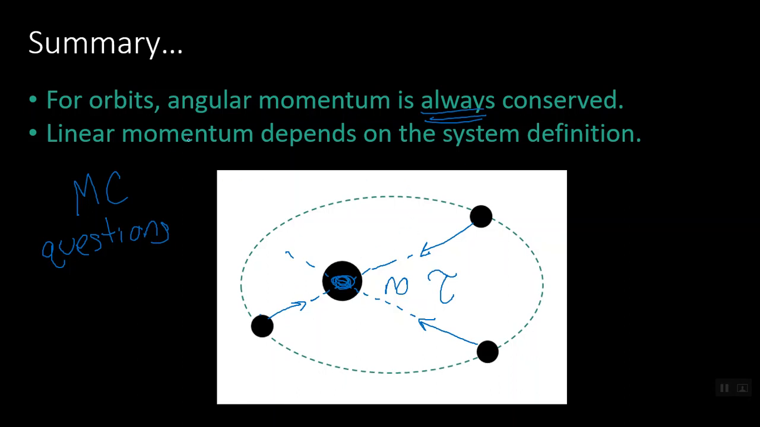Linear momentum, however, does depend on the system definition. If we are just looking at the planet, then the force of gravity is suddenly external, and that's going to exert a net force. But if the system makes that force of gravity internal, then there's no net external force, and linear momentum will remain constant. So just keep these ideas in mind for orbits, for potential multiple choice questions. But the big idea: angular momentum is always going to be constant.